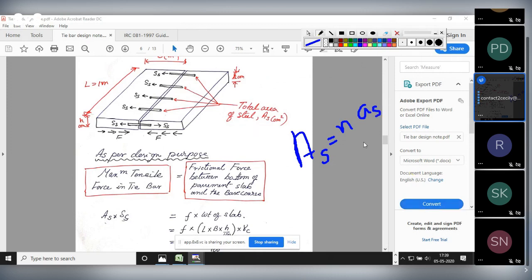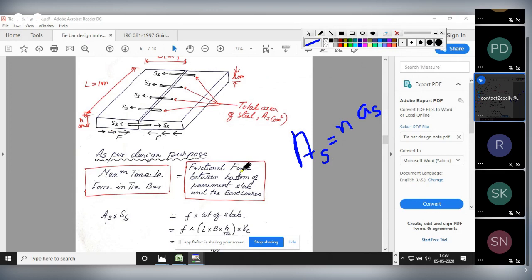So the total area is the total area of all the bars present within 1 meter of span. This is the 1 meter span for the tie bar. So a_s is the area of a single bar and N is how many bars there are in a 1 meter span of slab. Multiplying gives the total area of steel, and multiplying this total area by S_s, the tensile stress in steel, we get the tensile force.